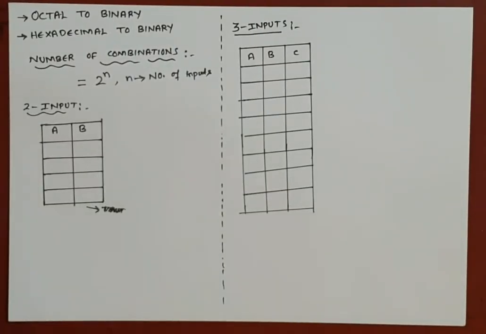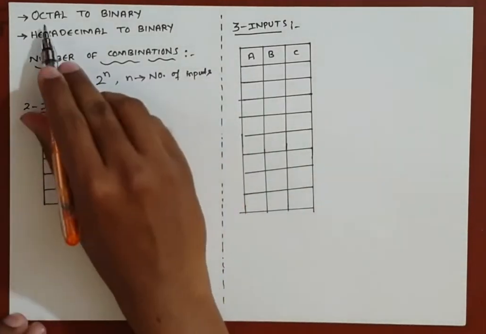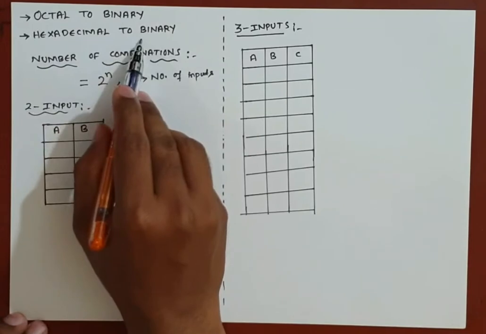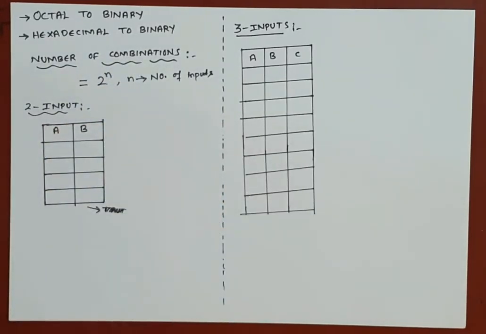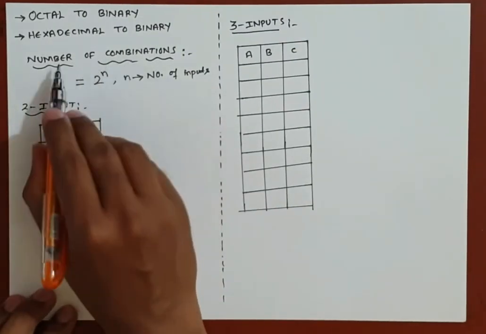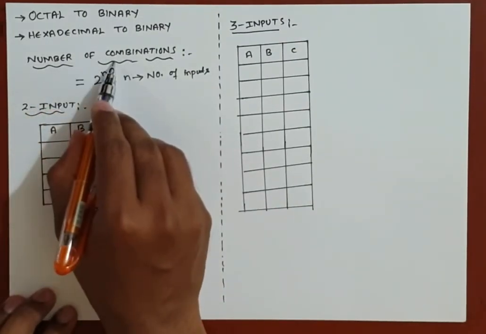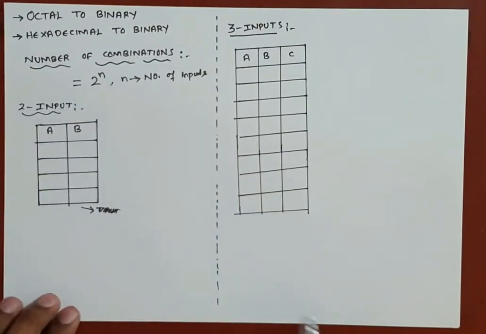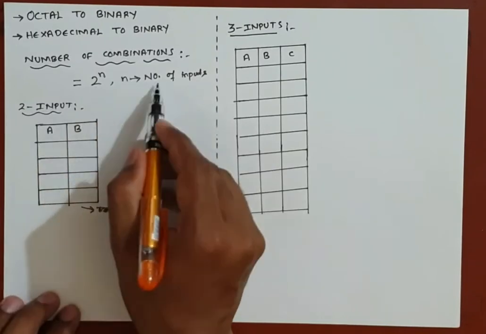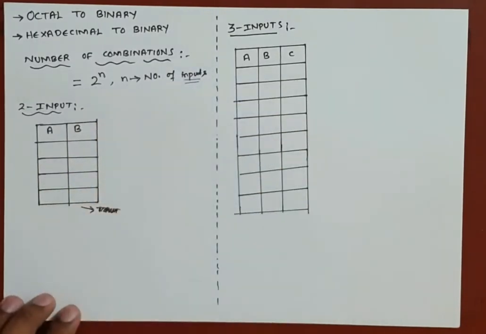Next, we will discuss octal to binary conversion and hexadecimal to binary conversion. Before starting these conversions, we need to understand the meaning of number of combinations, and this will be helpful in future also. The number of combinations is given by 2 power n, where n is the number of inputs.